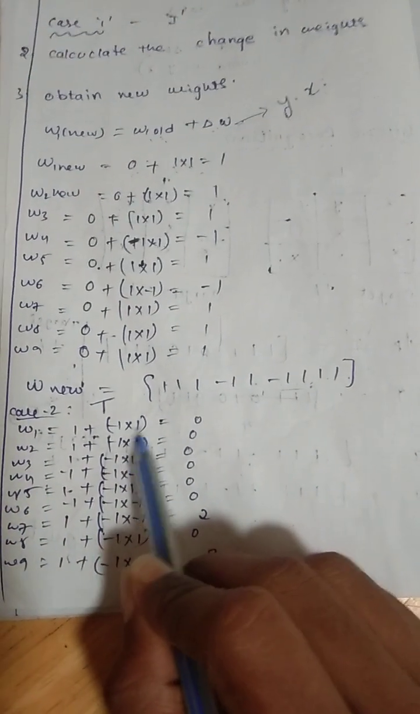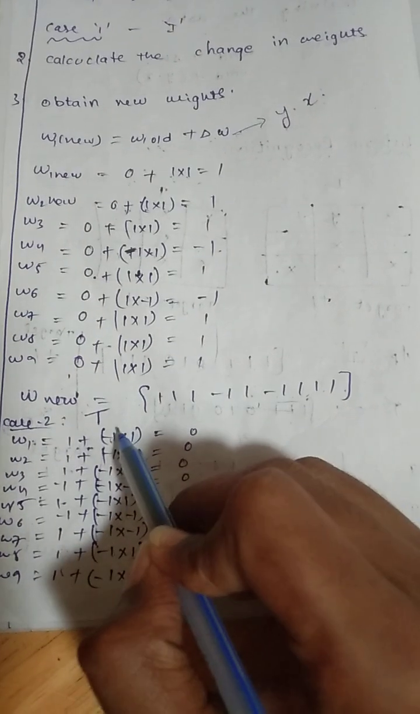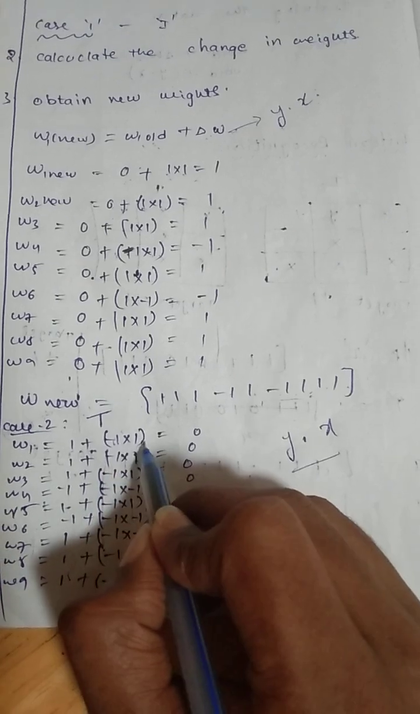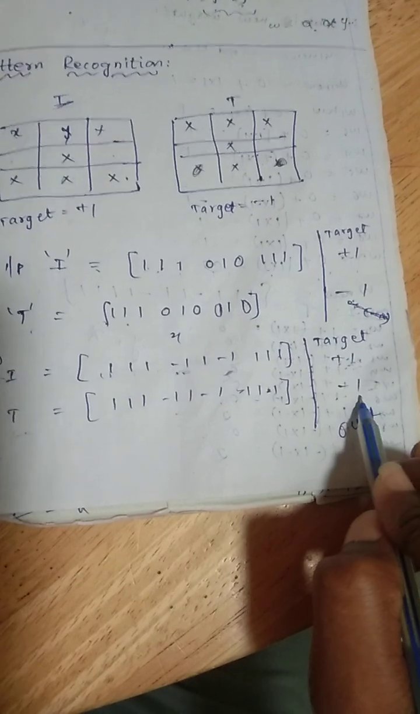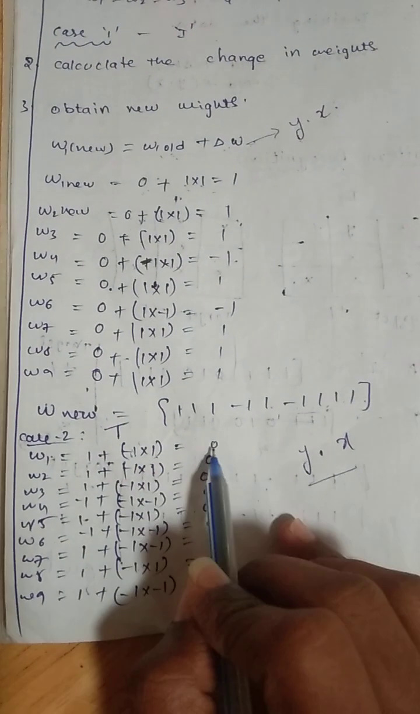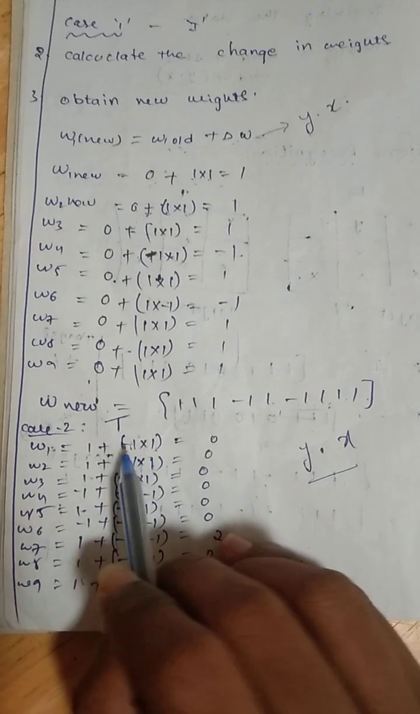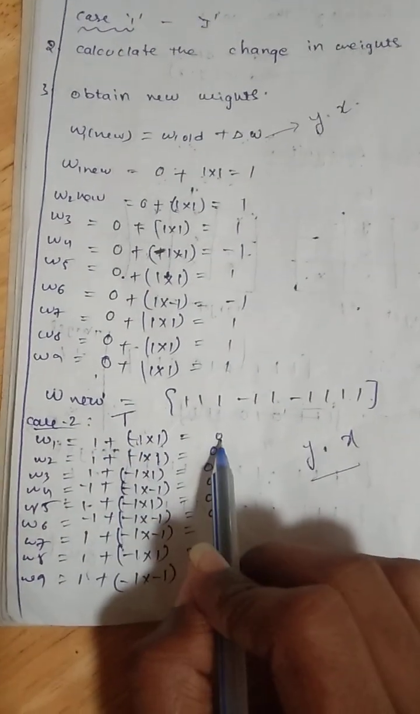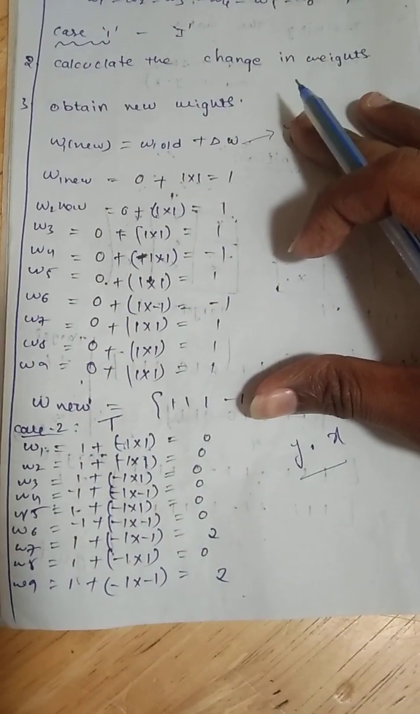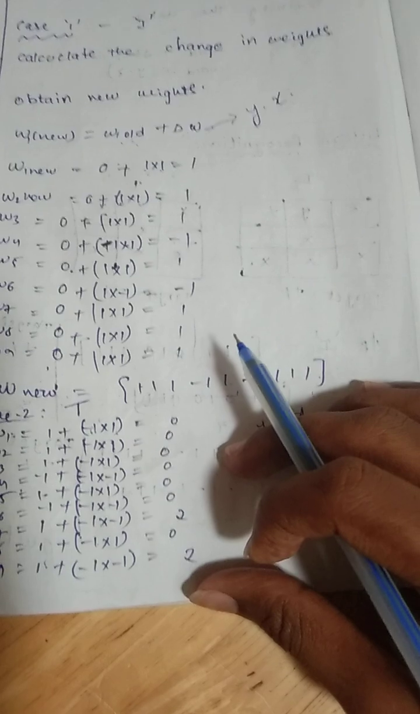Then how do we get this value? Here the value is y into x. We write y as -1 and x, where input is this and output is this. -1 into 1, -1 into 1, -1 into 1. Then -1 into 1 gives the result, then 0. Then 1 into 1 minus 1, 1 minus 1 gives 0, and so on up to w9. We get the term for the I component and the term for the T component, both in Hebbian learning.